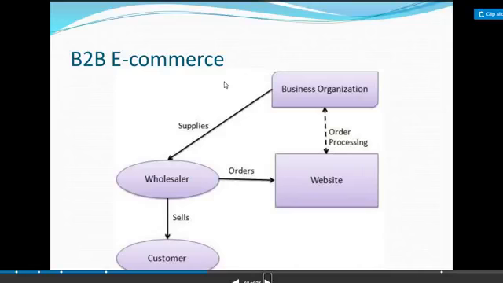See here the process of B2B. Customer, it is also a business. Sales, wholesaler. Then the wholesaler supplies to the business organization. Order processing with the help of a website, means wholesaler order, and then all are businesses.